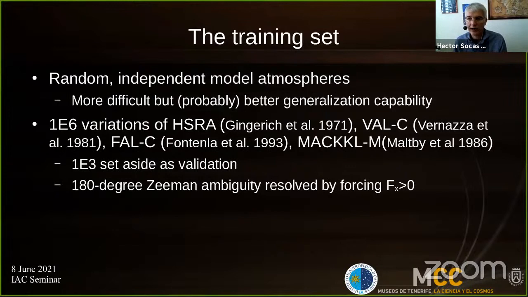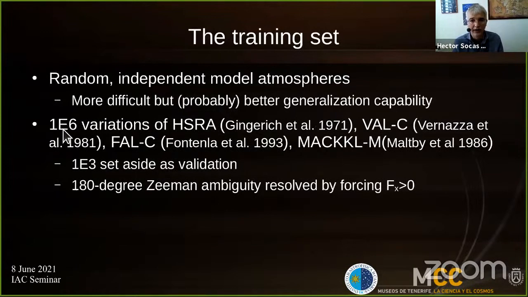We decided to do it this way so that we don't tie the capabilities of this network to a particular scenario. We don't have to think whether we're going to be working with observations of a sunspot or quiet sun, or if it's going to be observations at the disk center or near the limb. Instead, because we train it with random models, the hope is that it will work equally well or equally bad in different scenarios. So we think it will probably have a better generalization capability.